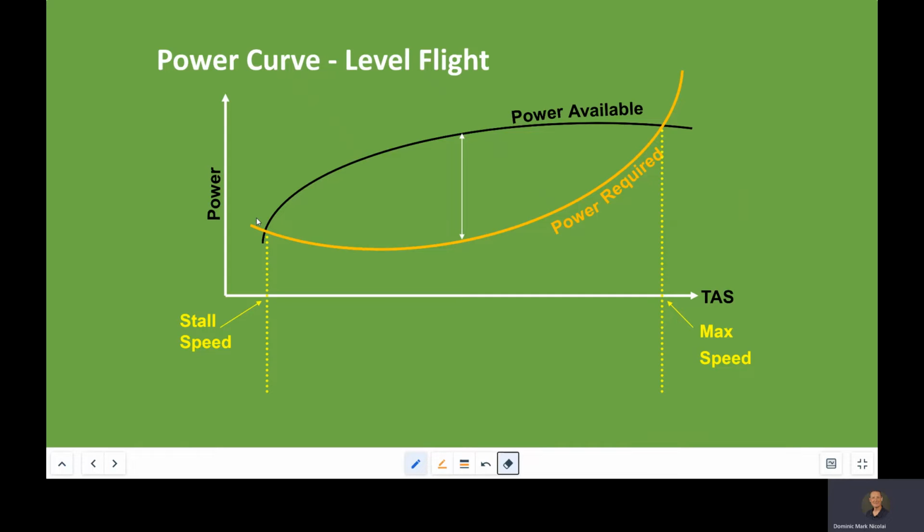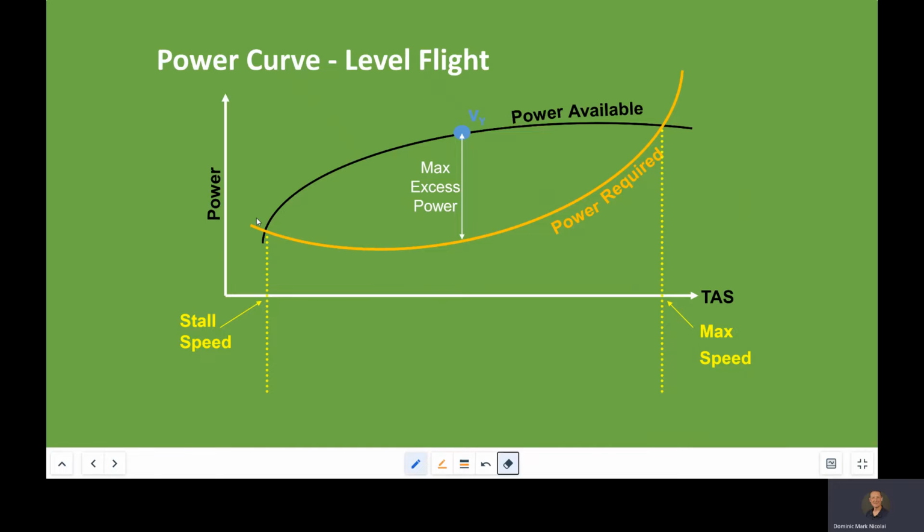And that's important to recognize that when I get to that greatest point between the curves, the greatest distance there, I have my maximum excess power. And remember, maximum excess power is used to climb the aircraft. So the point at which that occurs does happen to be my Vy speed. So my best rate of climb is going to occur there.